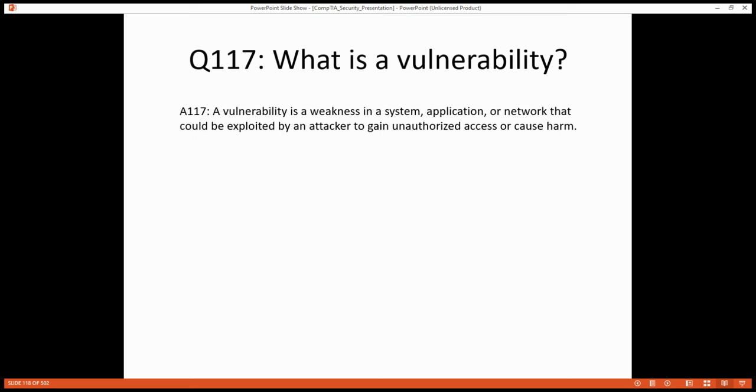Q117. What is a vulnerability? A117. A vulnerability is a weakness in a system, application, or network that could be exploited by an attacker to gain unauthorized access or cause harm.